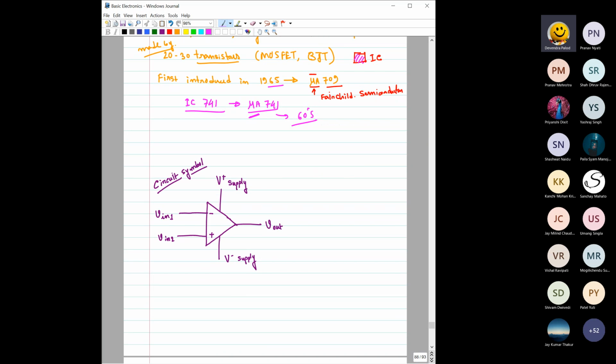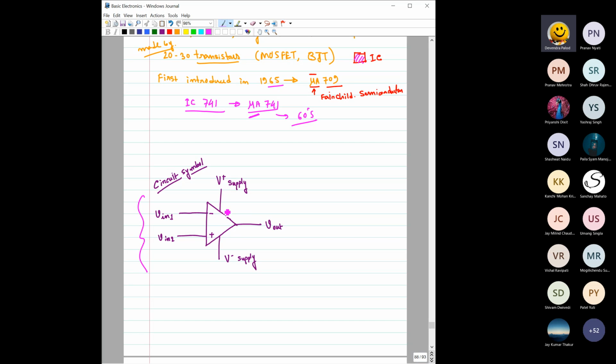Now consider the circuit symbol of the op-amp, as shown here. It is a triangular shape, with two inputs. One input is called Vin1, the other Vin2, if we denote it like that. One input is denoted with a negative sign and the other with a positive sign. This is the output, Vout, written here.